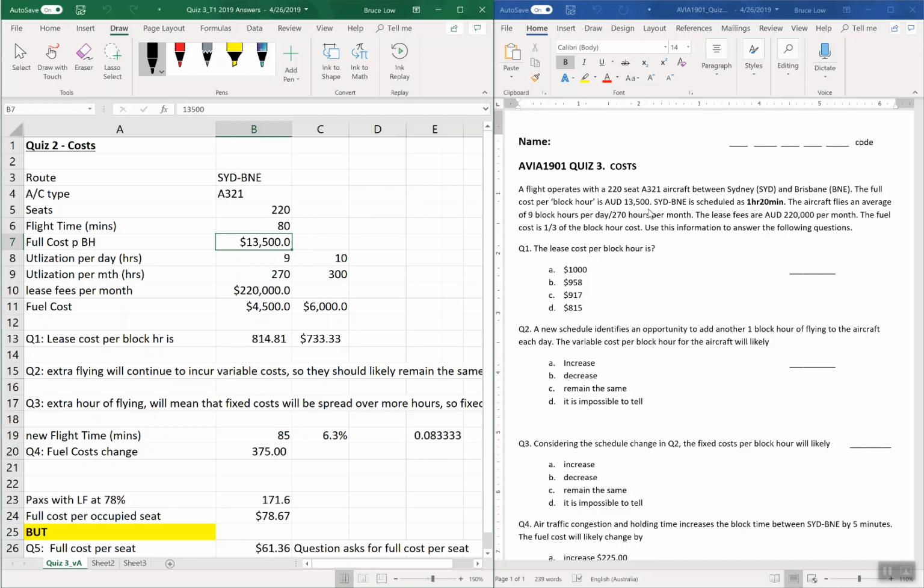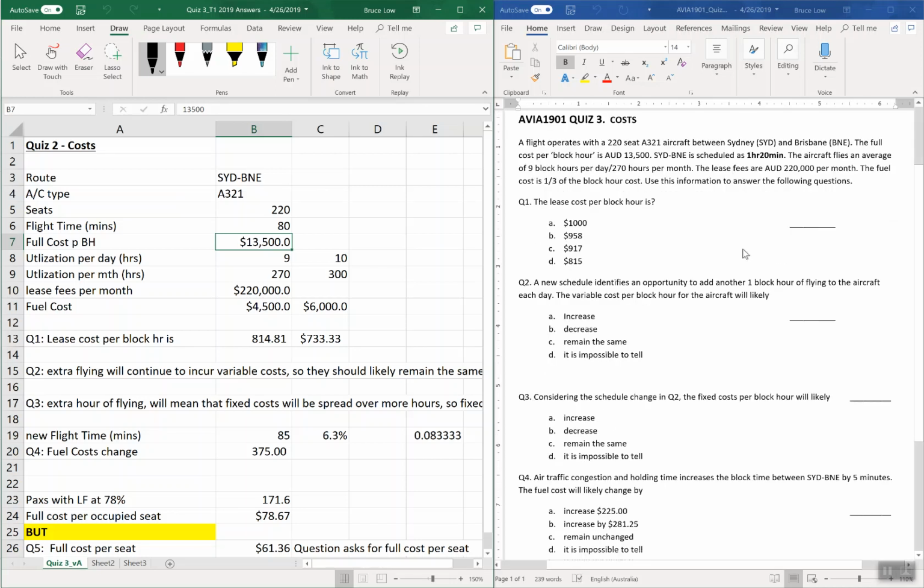13,500 Australian dollars per block hour. Sydney-Brisbane is scheduled at an hour and 20 minutes. The aircraft flies an average of 9 block hours per day, which is 270 hours per month. The lease fees are $220,000 a month, and the fuel cost is a third of the block hour total cost. So we want to use all that information to answer the next questions.